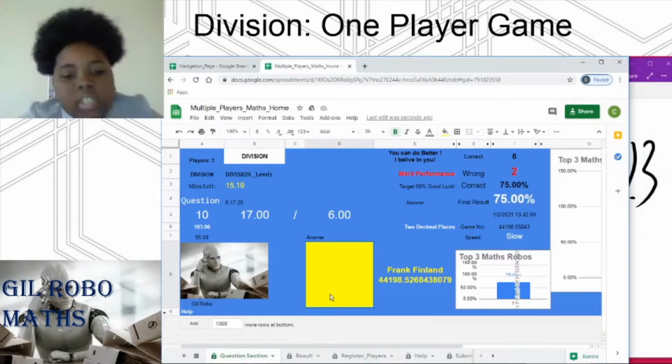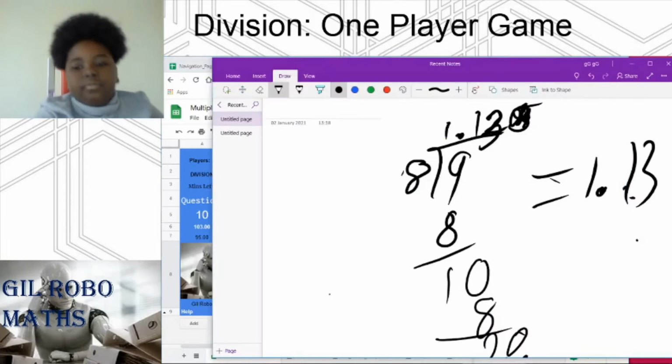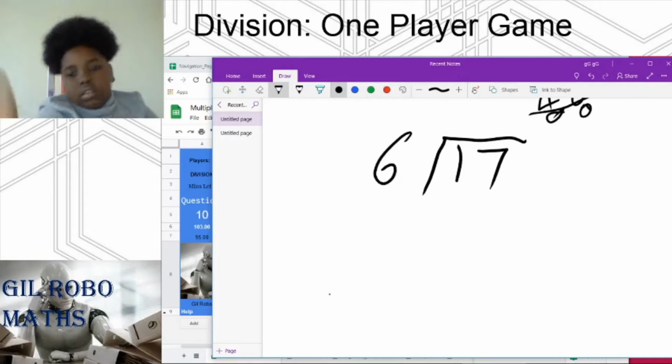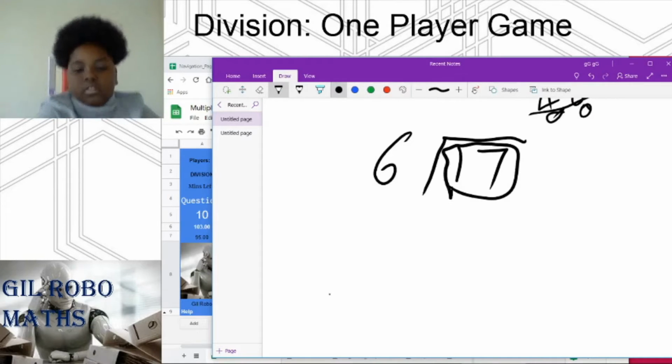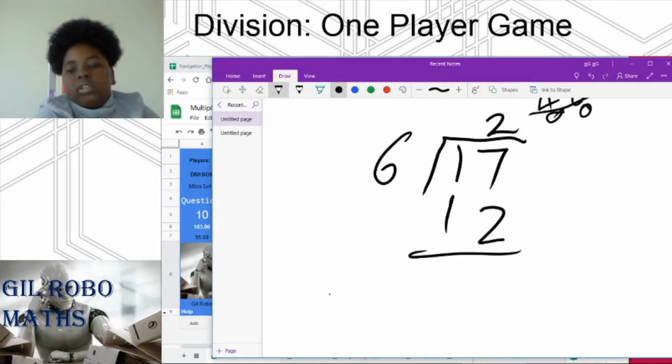So 17 divided by 6. Let's calculate that. 6 and 17. I'm just going straight to join them up, alright guys? So 6 and 17, let's use our times tables. 6 times 1 is 6, 6 times 2 is 12, 6 times 3 is 18. So 6 times 3 won't work, but 6 times 2 will, because 6 times 2 is 12. So we put a 2. And you put 12. So 17 minus 12 is 5.